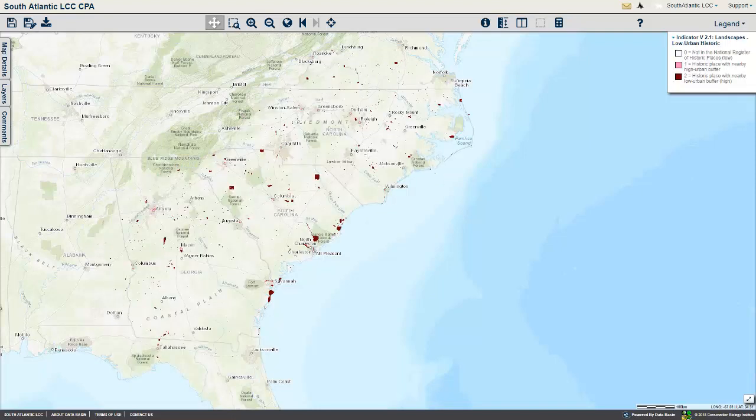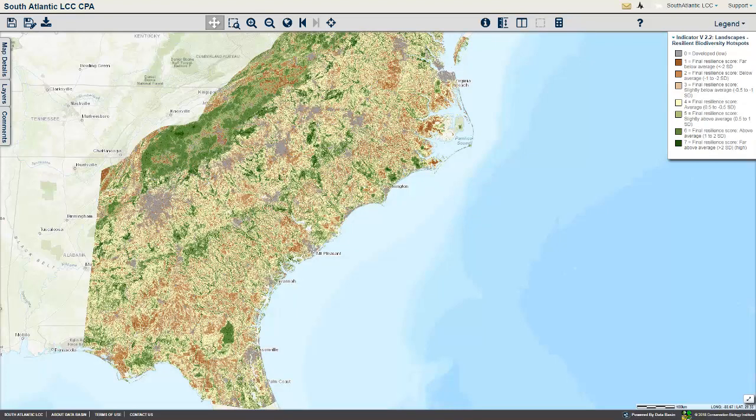Low urban historic landscapes is an index of sites on the National Register of Historic Places surrounded by limited urban development. Resilient biodiversity hotspots is an index of mostly natural, high-diversity areas that are potentially resilient to climate change. That's all the landscapes indicators.